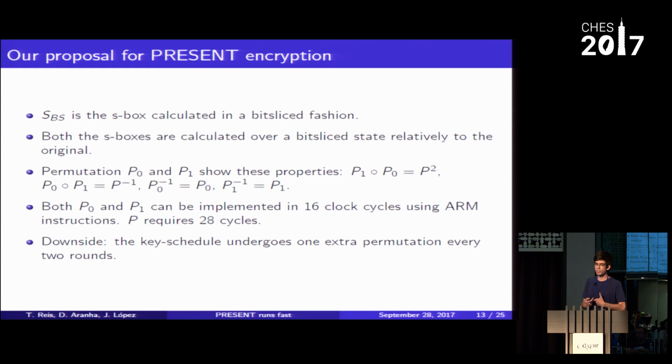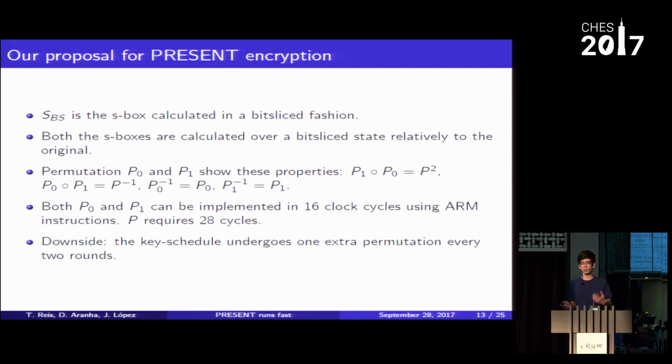And permutations P0 and P1 show some interesting properties. The first is that they are very software-friendly. We obtained P0 and P1 so that they can be implemented in 16 clock cycles using ARM instructions, whereas P requires 28 cycles. And furthermore, other properties are shown here. Of course, P1 composed with P0 has to be P squared, otherwise our formulation wouldn't be equivalent to the original formulation. And we have some other nice properties.